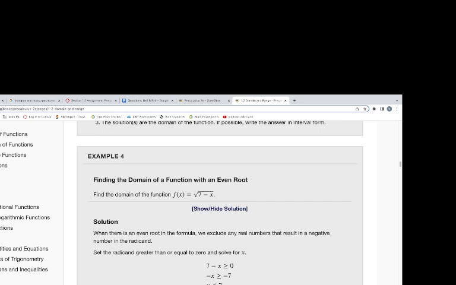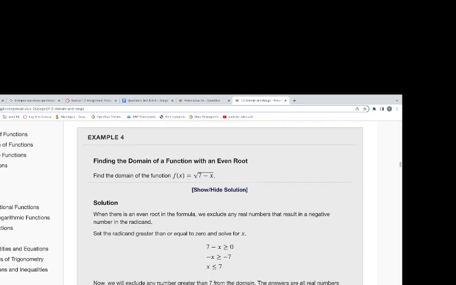Therefore, you can exclude any number greater than 7 from the domain, because a number greater than 7 will make the result imaginary, or not a real number. The answer is all real numbers less than or equal to 7, or negative infinity to 7. And the bracket shown here tells us that 7 is included within this set.